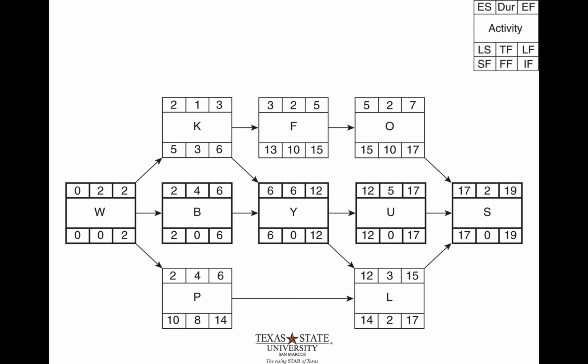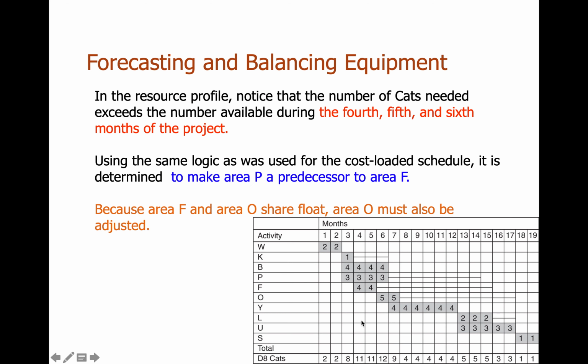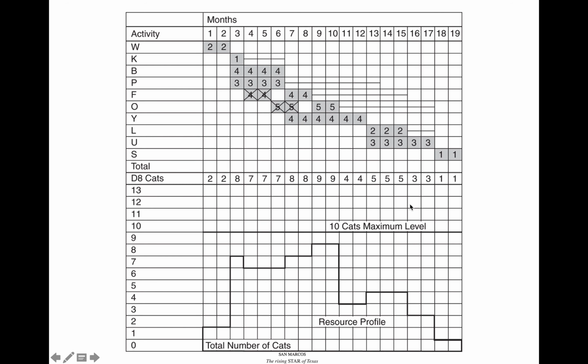Again, here's the schedule. We can see that K, F, and O have some shared float. P and L have some shared float. So something needs to move with them. I've already kind of talked to this. The number of cats needed exceeds that number. So a possible solution is to make area P a predecessor to area F. Because area F and O share float, area O must also be adjusted. And it also just corresponds to the same solution, by the way, for these guys.